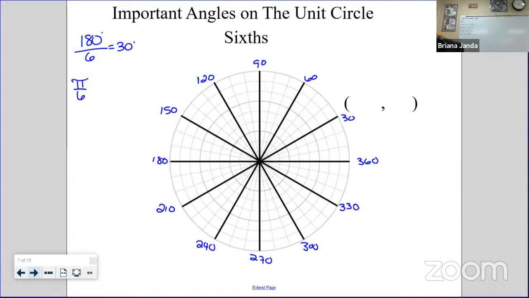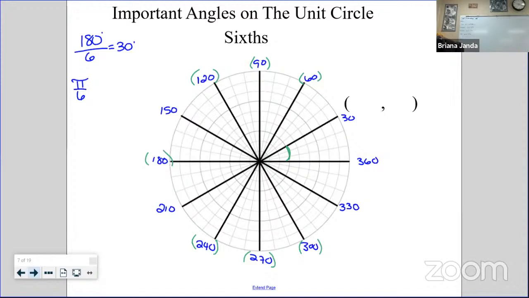Okay, now thinking back on what we've already seen: 60, we've already seen 90, we've already seen 120, 180, 240, 270, and 300. The ones we have not seen are the 30, 150, 210, 330, and they all have that same reference angle of 30 degrees, right? So they'll all share this same point.